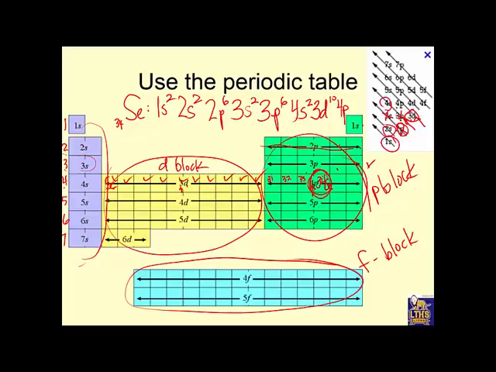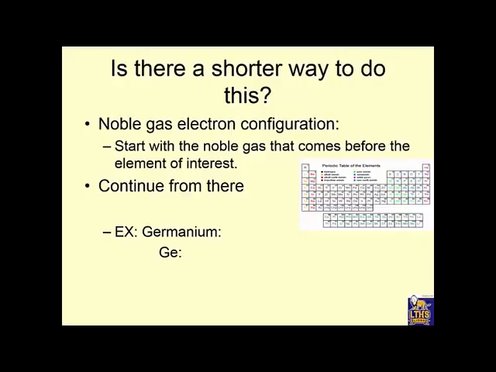So you can use the periodic table the same way you use this diagram, and we'll keep working on it. Okay. Is there a shorter way to do this? Look how long that took us. There is. Noble gases are stable elements because they have full energy levels of valence electrons, which I'll talk about in a second.